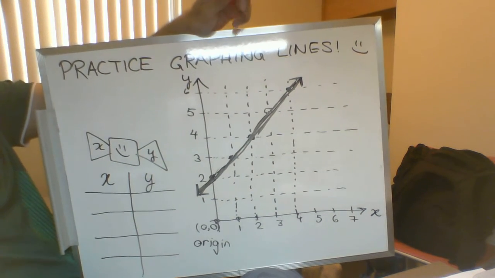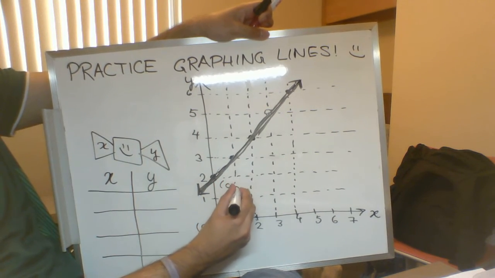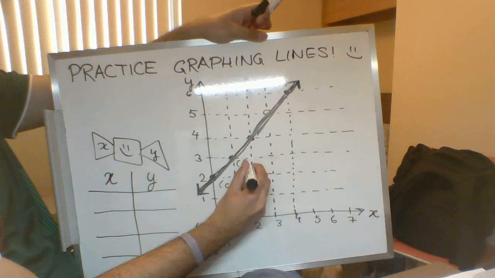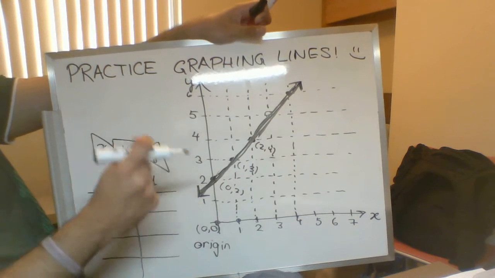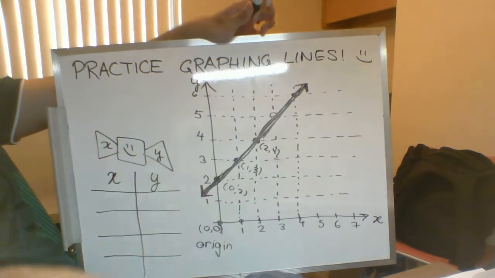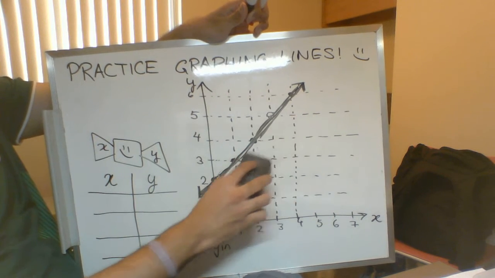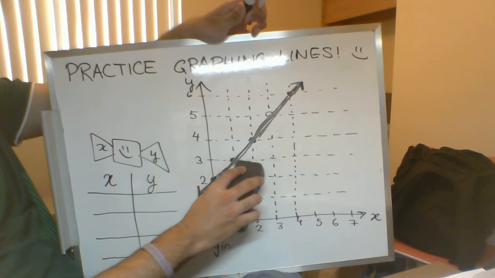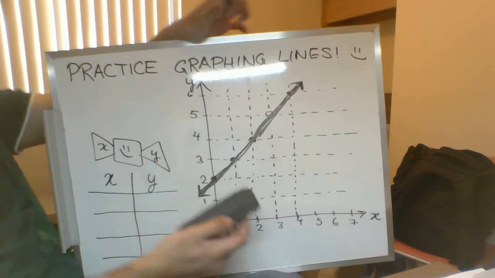It is normally good practice to label the points. So you could have labeled this as 0, 2, and this one as 1, 3, and 2, comma 4. I would ordinarily encourage you to do it, and you can do it on this one if you want, but because we're going to be putting a second line on the same graph, you can leave it out this time.